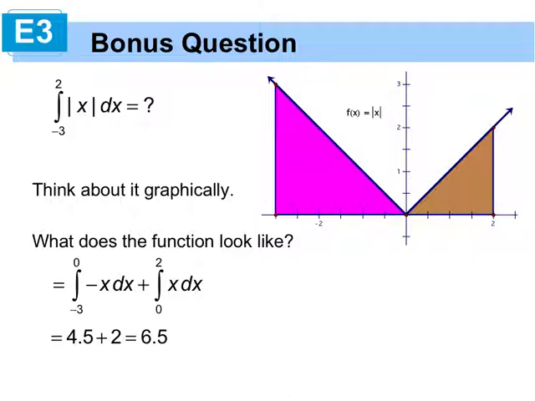Wait, hold on, we're not done. The absolute value of -3 is 3, so that gives me this height. So this triangle is 3 by 3 times a half, 4.5. This triangle is 2. The absolute value of 2 is 2, so it's 2 by 2 times a half, which would be 2. Add the 2 up.